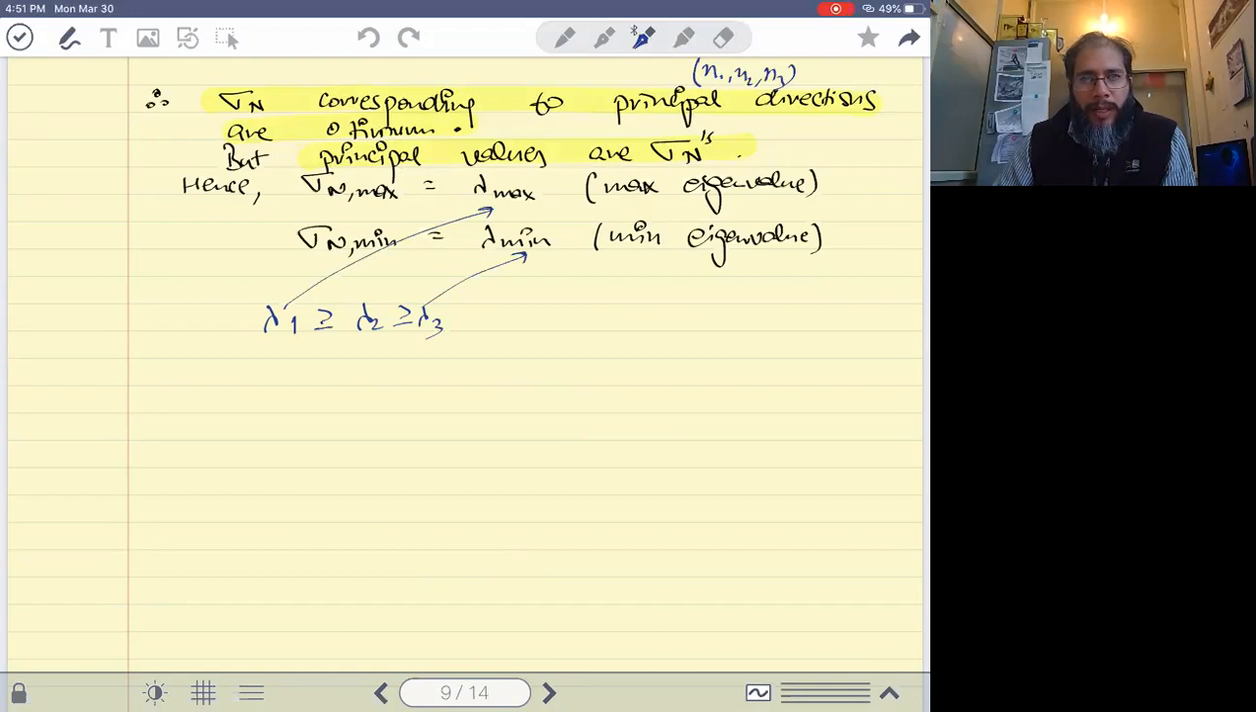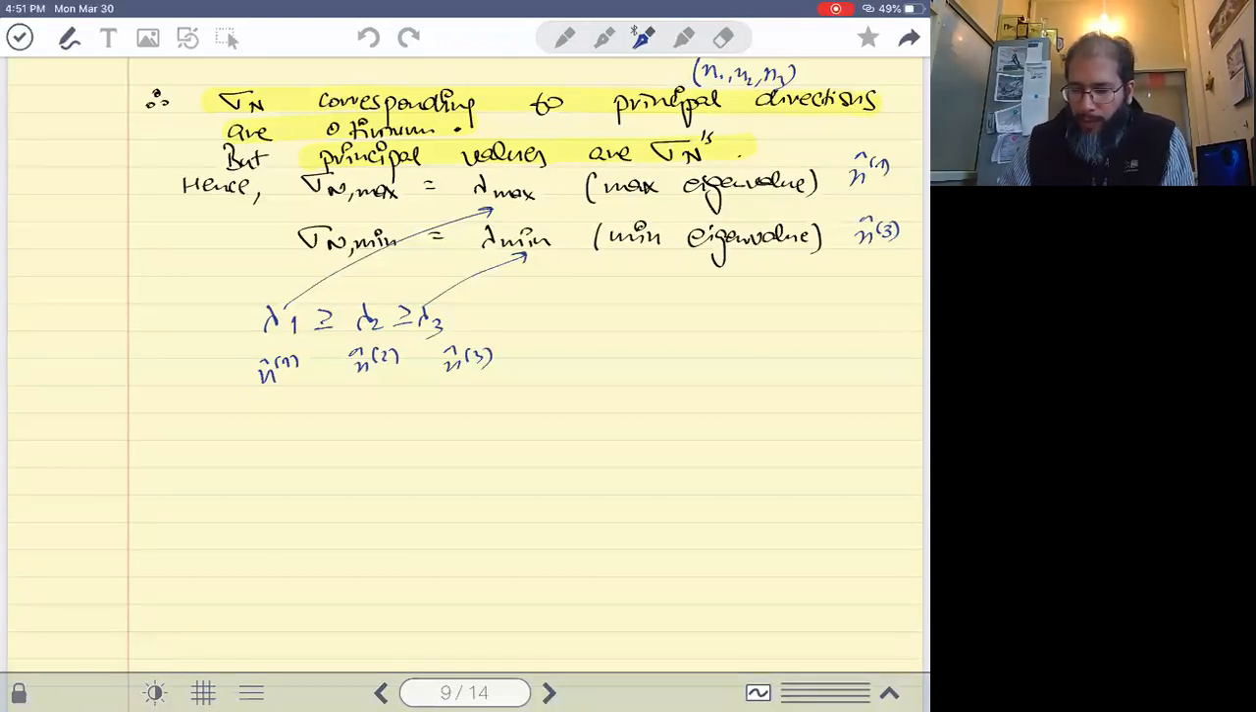Okay, so what we have shown here is that the maximum value of sigma n corresponds to the maximum principal value or the maximum eigenvalue, and the minimum value of sigma n corresponds to the minimum eigenvalue. And the corresponding directions are nothing but the directions corresponding to lambda max and lambda min. So we can say that if the directions are n1, n2, and n3, then the corresponding direction here is n1, and the corresponding direction here is n3.